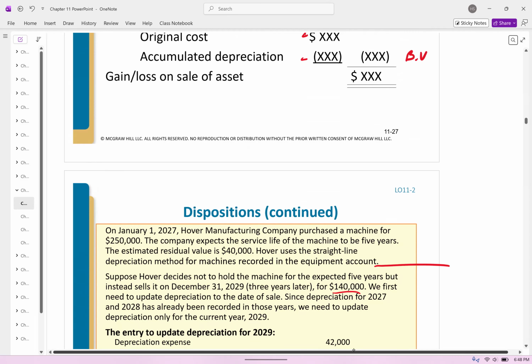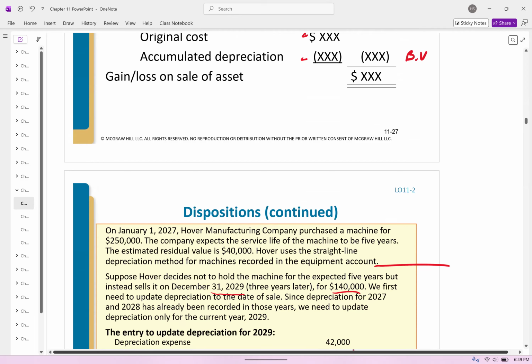The first thing you will always do on these, and this is where test questions, the CPA exam, everything really likes to trip you up, you have to catch the depreciation up to date. You've got to bring it up to date. You can't just ignore that. You have to bring the depreciation up to date. So they're saying this is on December 31st, 2029. We're assuming they have not brought the depreciation up to date.